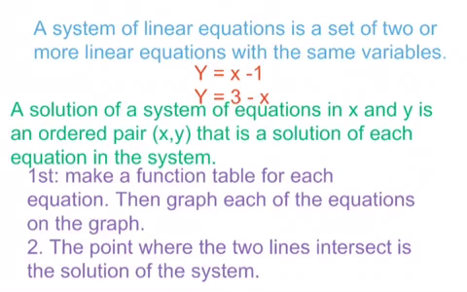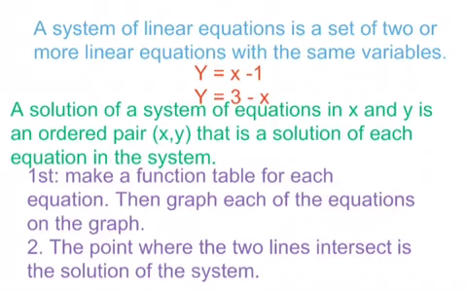A system of linear equations is a set of two or more linear equations, which we have right here, with the same variables. So right here we have y equals x minus 1, and then y equals 3 minus x. A solution of a system of equations in x and y is an ordered pair of x and y that is a solution of each equation in the system.